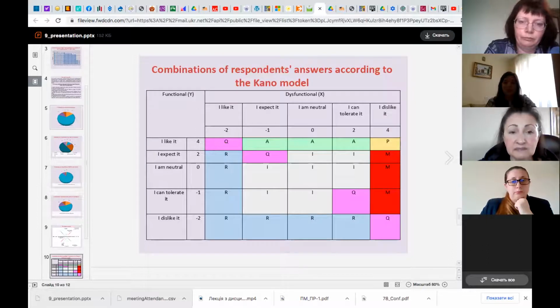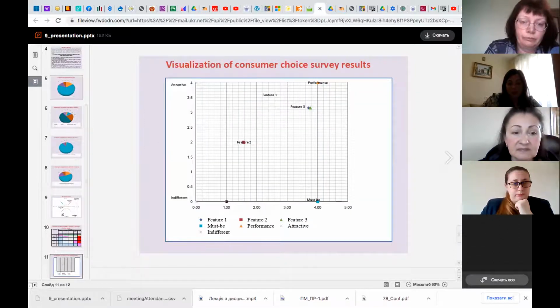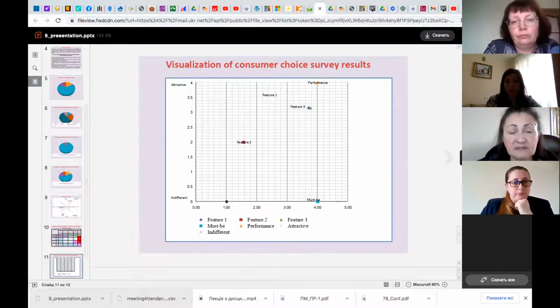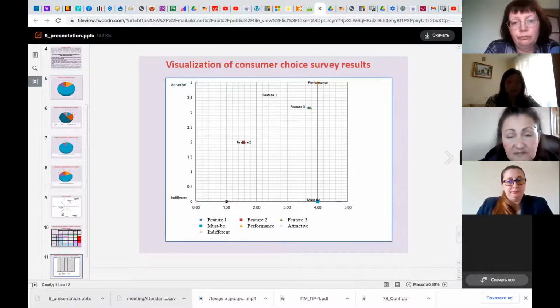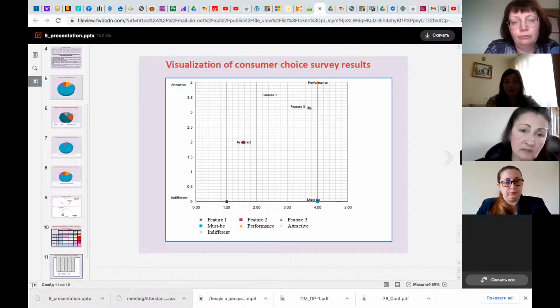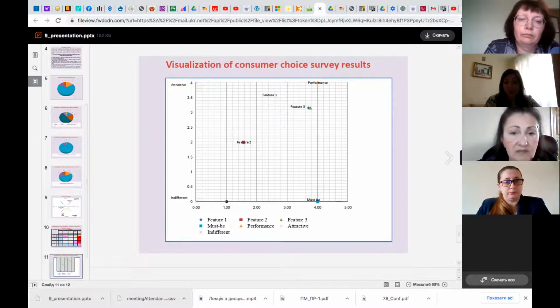So all possible combinations of respondents' answers according to the Kano model are summarized in the tables that you can see on this slide. According to Kano's methodology, this question describes three functional characteristics of railway services. The first is positive, next negative, and evaluative, reflecting the degree of satisfaction of the respondents according to their different ages, their access to the internet, and their social groups.